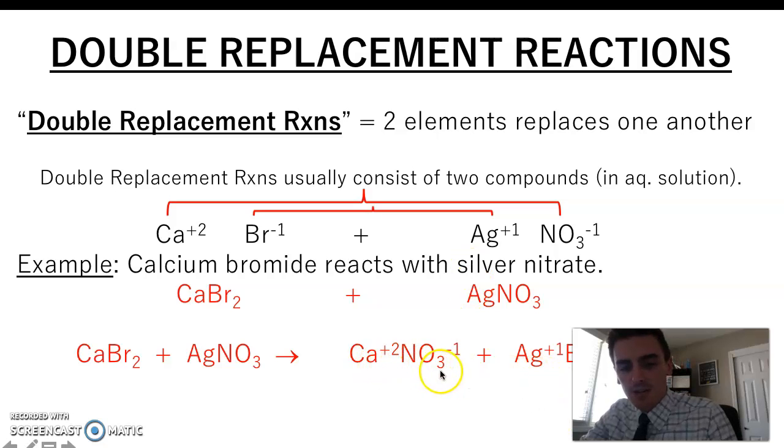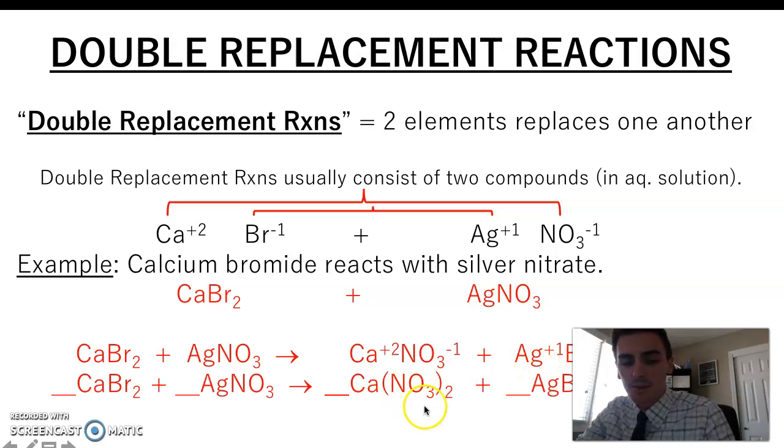Calcium's +2, nitrate's -1, outside, outside. Silver's +1, bromine's -1, inside, inside. And remember, silver's coming first because the metal always comes first. And then we just have to crisscross, and life is pretty easy. Make sure we're careful. A lot of kids will think it has to be NO3 over here since it's NO3 over here. But in this case, I would need 2 nitrates because it's calcium.